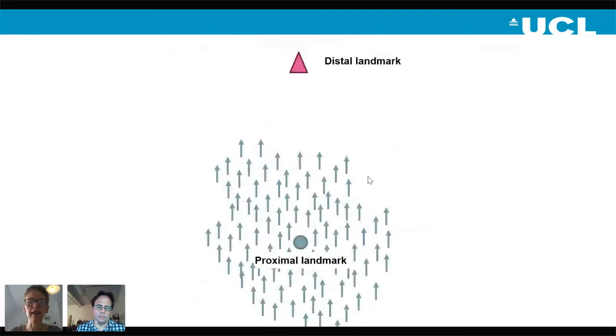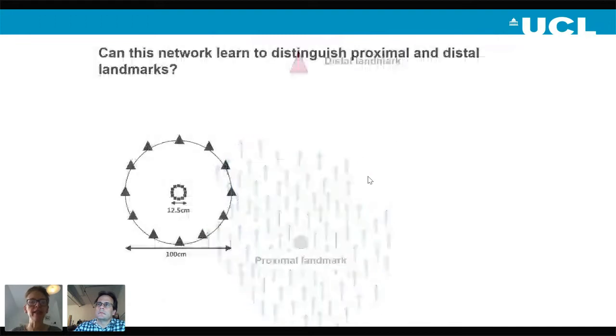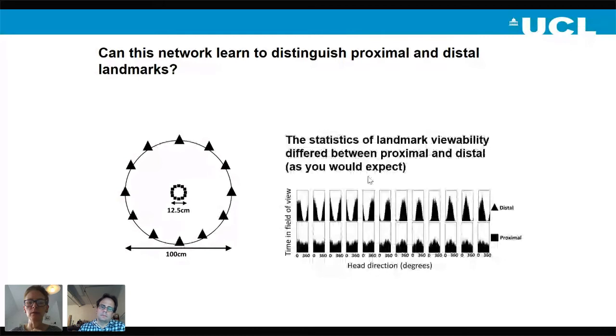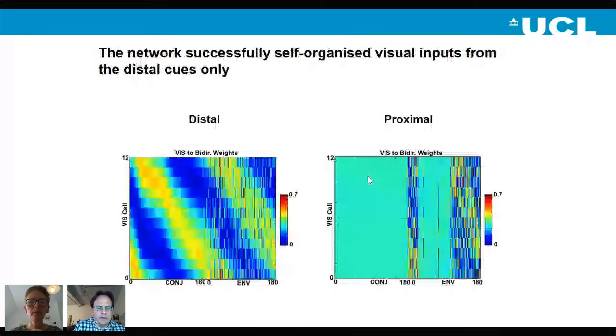So Hector simulated this by having the imaginary rat walk around an environment that had proximal and distal landmarks, with these cells having varying degrees of coupling between the landmark inputs and the head direction inputs. And he managed to get the cell to learn to distinguish the proximal and distal very quickly, based on the statistics of encountering the cues relative to head direction.